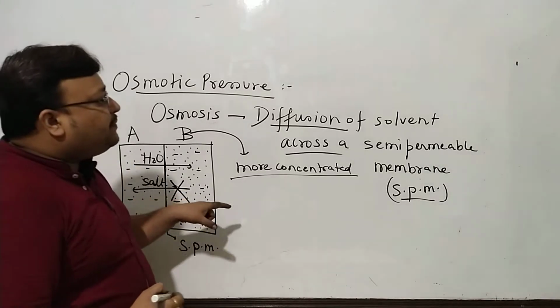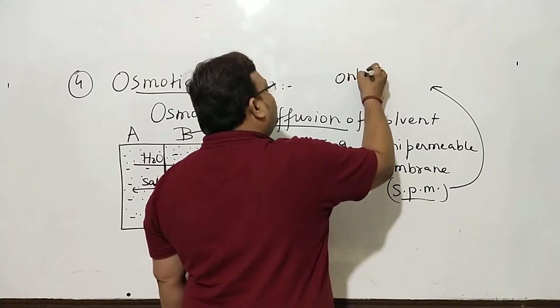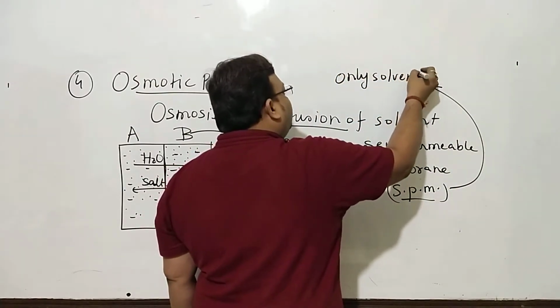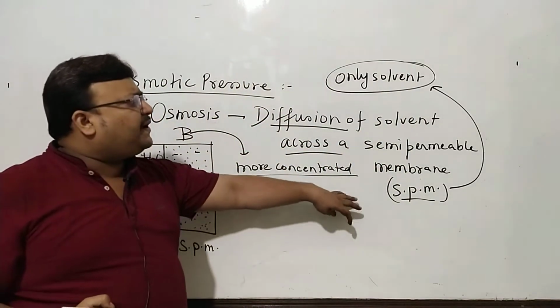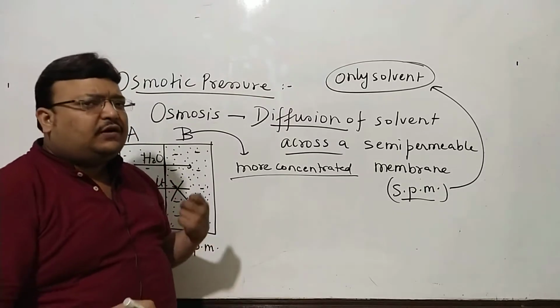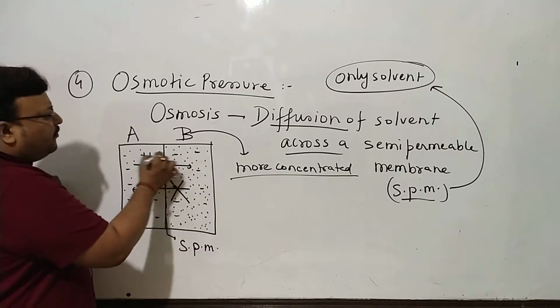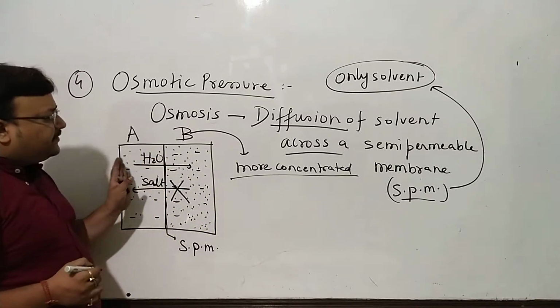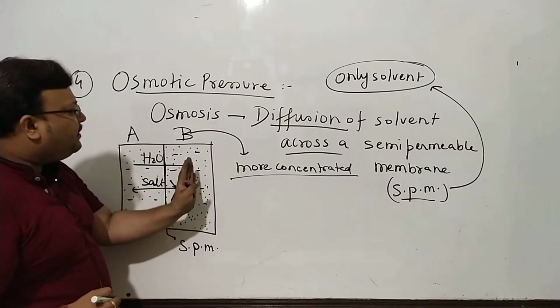Semi-permeable membrane allows only solvent molecules, only solvent particles, to diffuse. So you learned a semi-permeable membrane will only allow solvent particles to diffuse. Solute particles will not diffuse. So salt will not move, only water will move from A to B. And this is called osmosis: diffusion of solvent across a semi-permeable membrane.